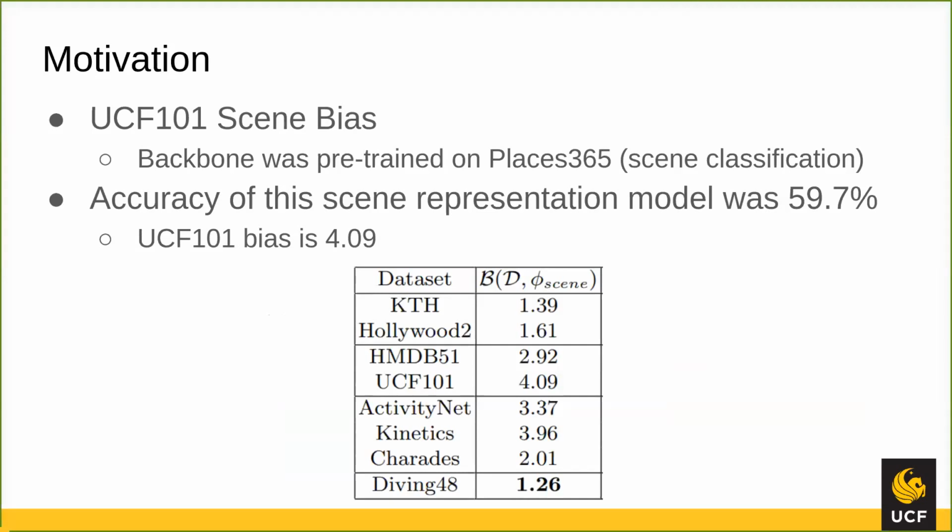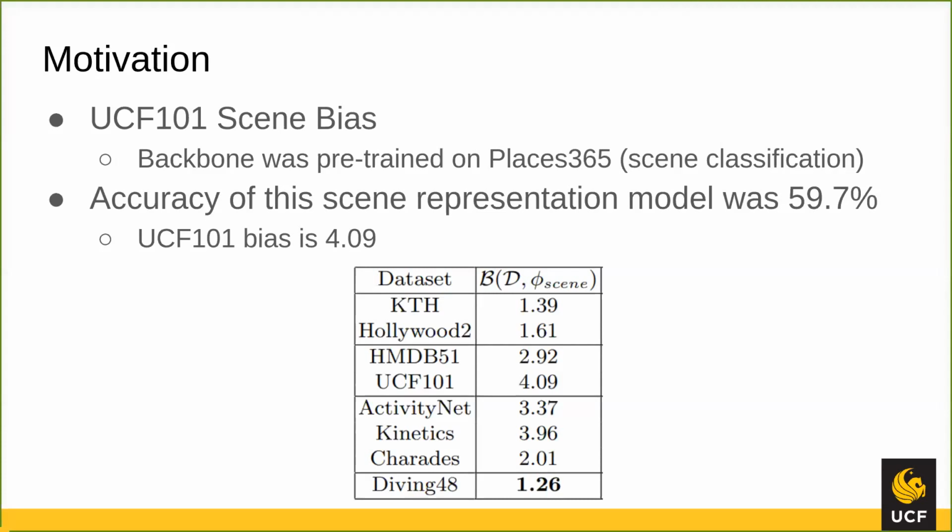So they trained a model on the Places365 dataset. This is a scene classification dataset. Then they froze the weights of the feature extractor, and trained a classifier on the UCF101 dataset. So the features being extracted from the videos only refer to the scenes. And this scene representation model was able to score 60% accuracy on the UCF101 dataset.